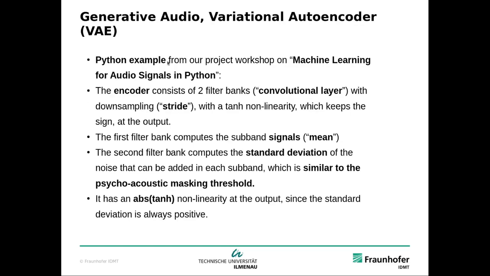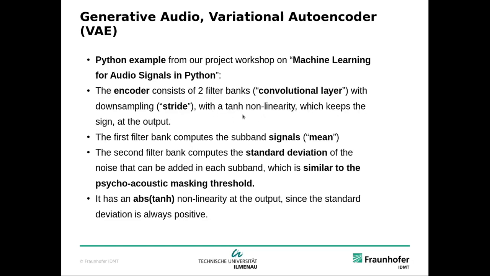So here's a Python example from our project workshop on machine learning for audio signals in Python. So the encoder consists of two filter banks, the convolution or convolutional layers. So in machine learning, the terminology is somewhat different than in signal processing. So what we call a filter bank, they call a convolutional layer, right? And what we call downsampling, they call stride. They also add a tanh function, tangent hyperbolicus, nonlinearity, and this keeps the sign at the output.